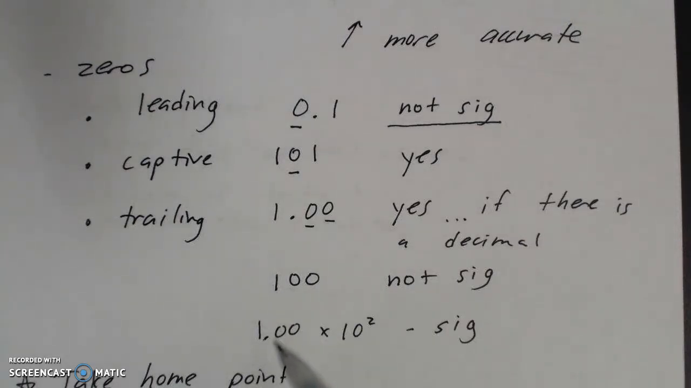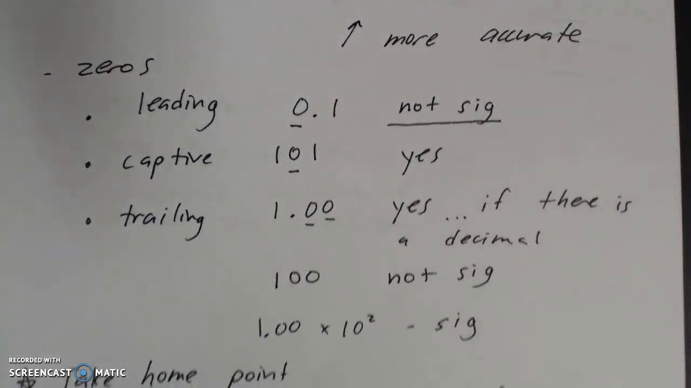I could write the number out in scientific notation. And so the number 100 in scientific notation is 1.00 times 10 to the second. And when I write it like that, there's no ambiguity. We can see that both of those zeros are definitely significant. And we'll be using scientific notation a lot in this class. So I'll do a little example with that after I'm done with significant figures.